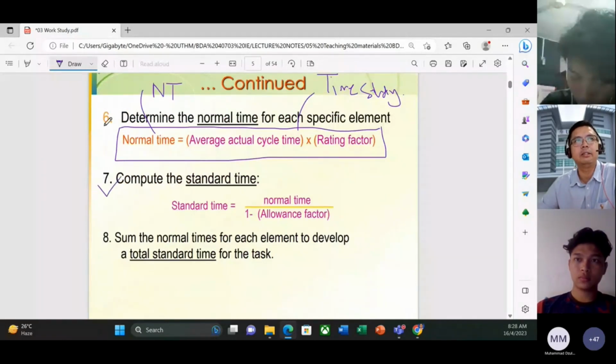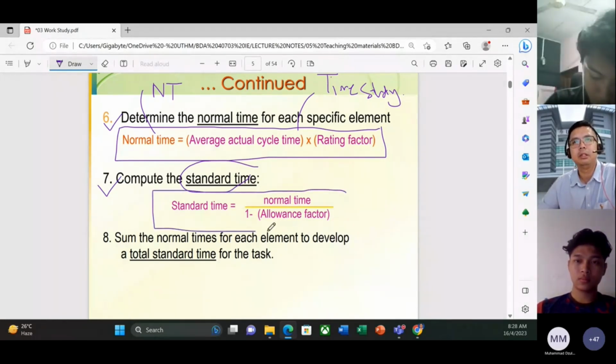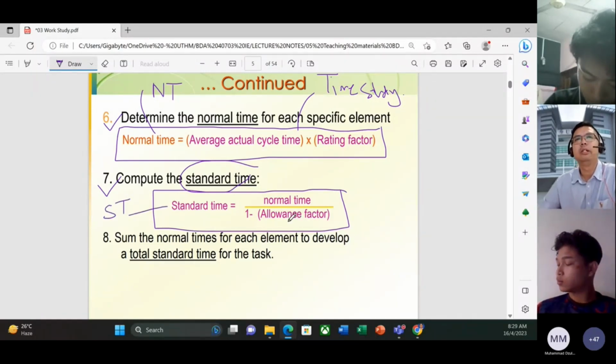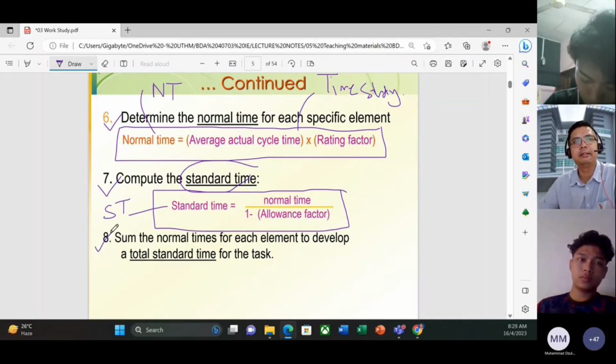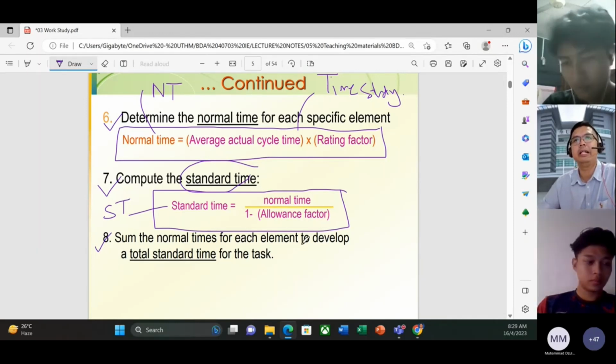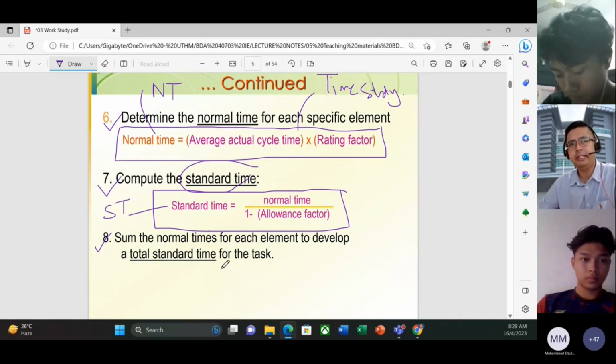And number 6, 7, we want to compute what is the standard time after we calculate the normal time. So please copy down this formula. Standard time, or we call it ST. So the standard time equals normal time divided by 1 minus the allowance factors. Then the last step, we want to sum the total normal time for each element in order to develop the total standard time for the task.